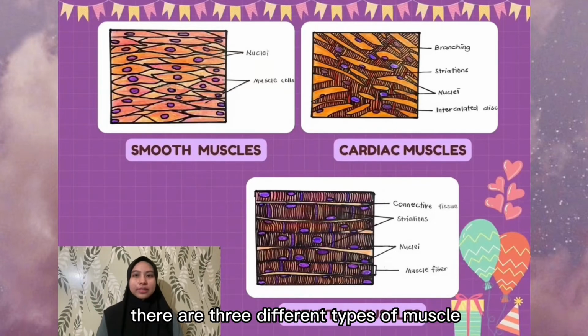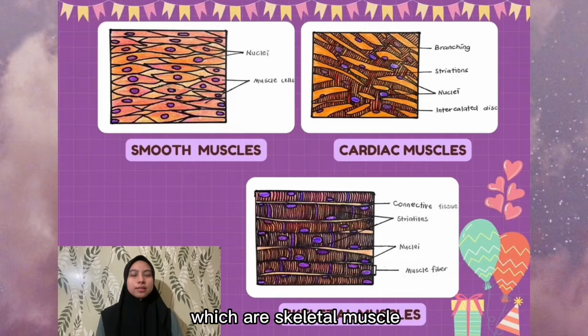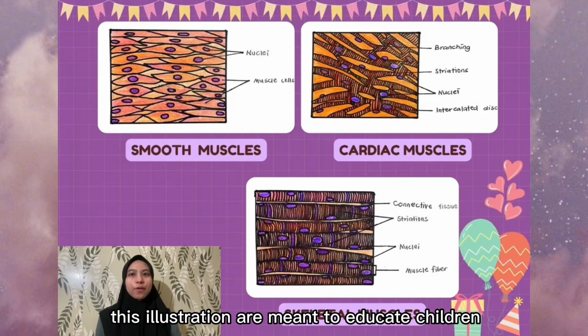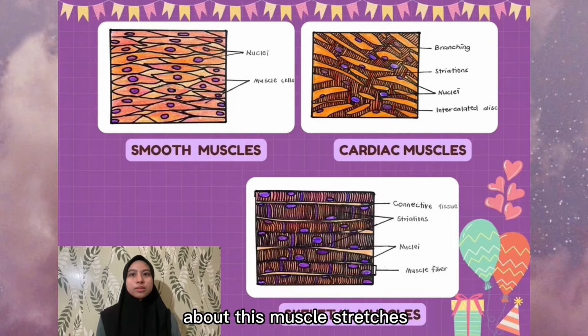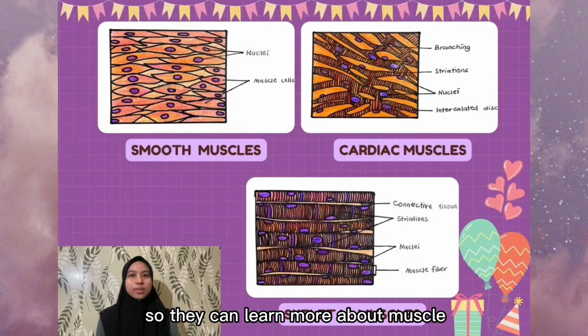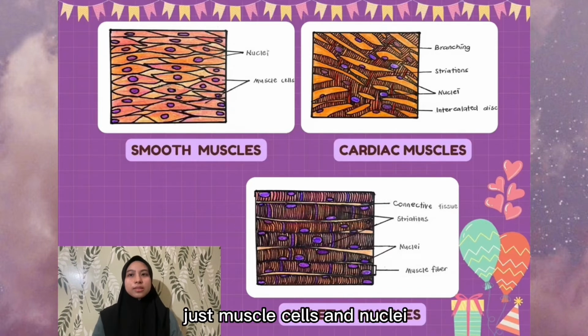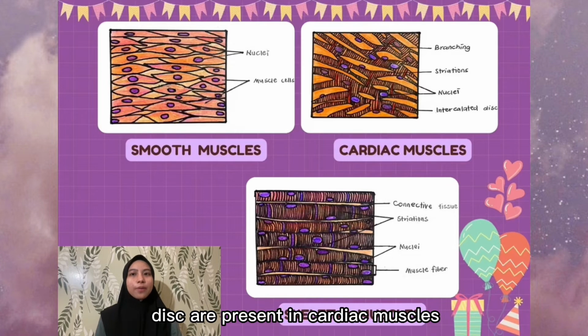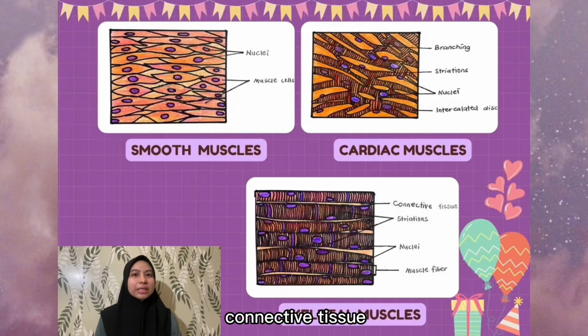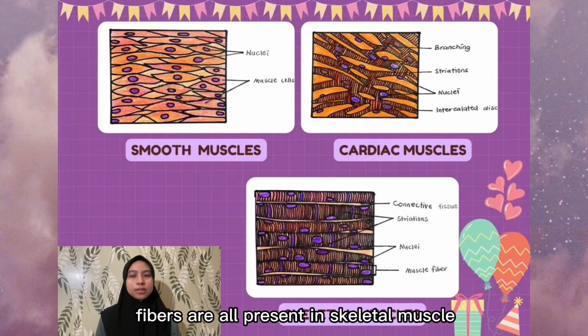There are three different types of muscle, which are skeletal muscle, cardiac muscle, and smooth muscle. These illustrations are meant to educate children about these muscle structures so they can learn more about muscle. They can also distinguish between the structures of various muscle types. For instance, just muscle cells and nuclei are present in smooth muscle, whereas branching, striation, nuclei and intercalated discs are present in cardiac muscle. Connective tissue, striation, nuclei and muscle fibers are all present in skeletal muscle.